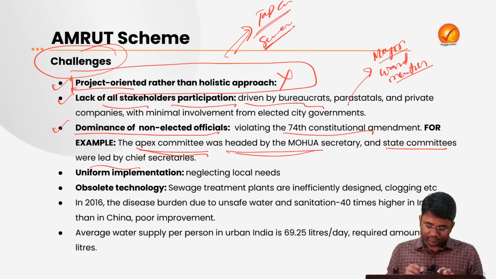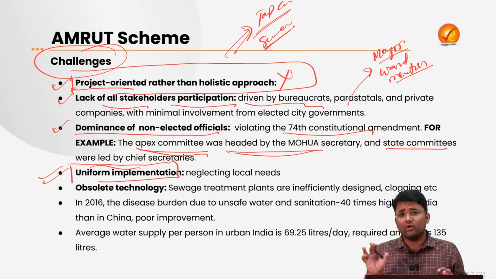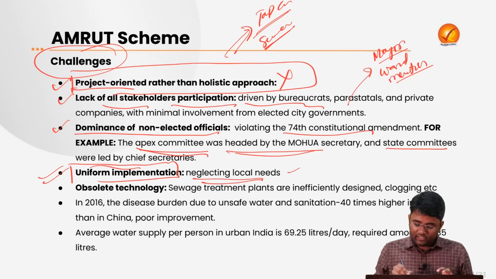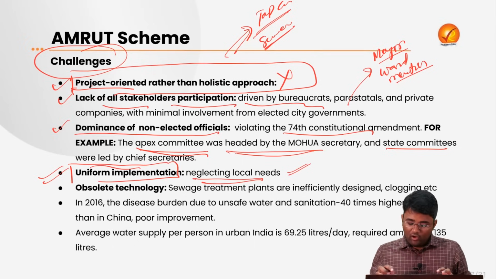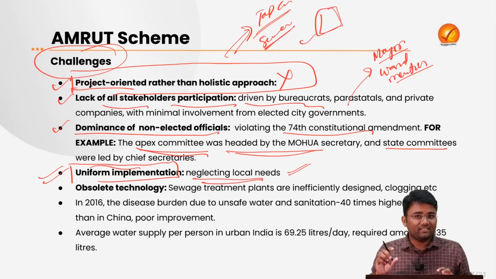Then what the scheme is doing is a kind of uniform implementation throughout the different states, okay, and that is leading to neglect of local needs. For example, if there is any hill state, okay, providing sewage treatment and providing a tap connection, the needs of that state will be different from a state like Kerala. So the scheme is not well versed with the local needs, and that also creates a major issue.